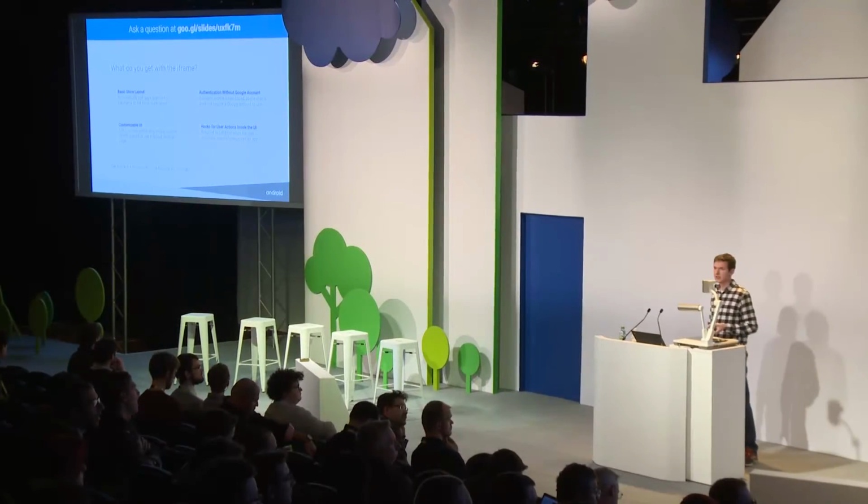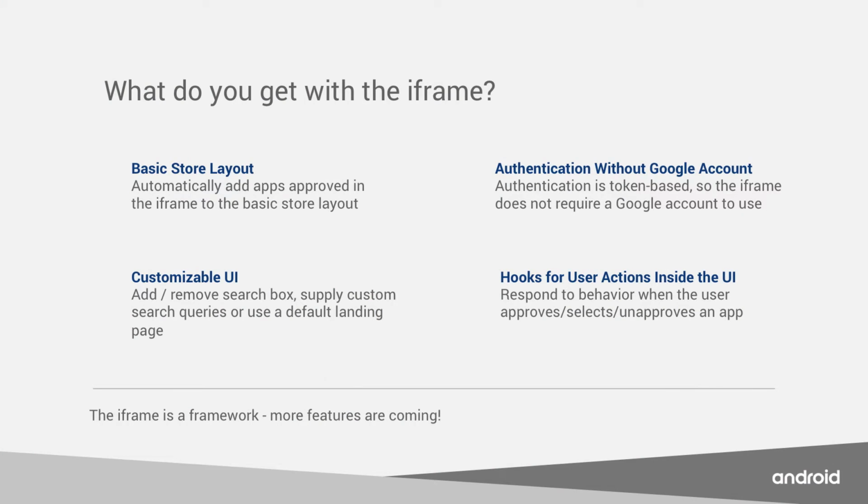Before I get into any technical details, I'd like to take just a minute to talk about all the different things that we are doing here. Marco just mentioned the basic store layout. If you integrate with the iframe, you'll actually get most of what you need to get that showing up on user devices. You approve an app in the iframe, and it is automatically added to the basic store layout. All you need to do is make it available to users by assigning it to them via set available product set, for example.